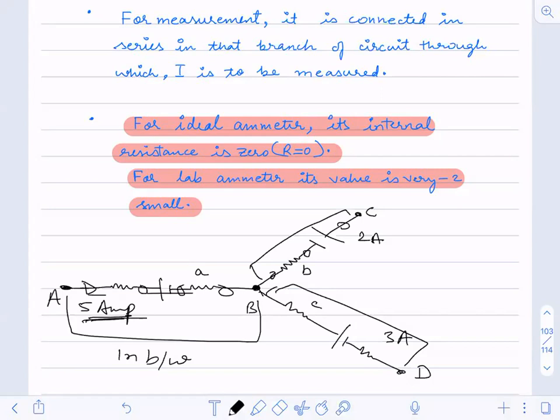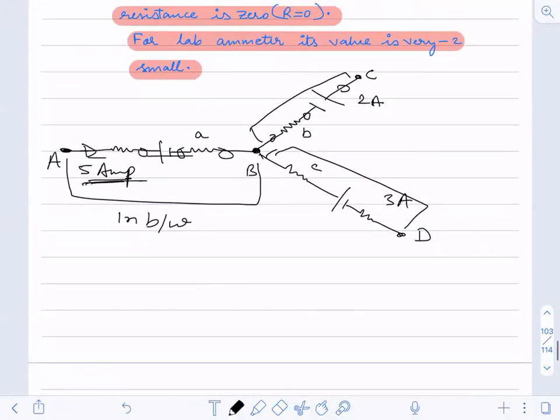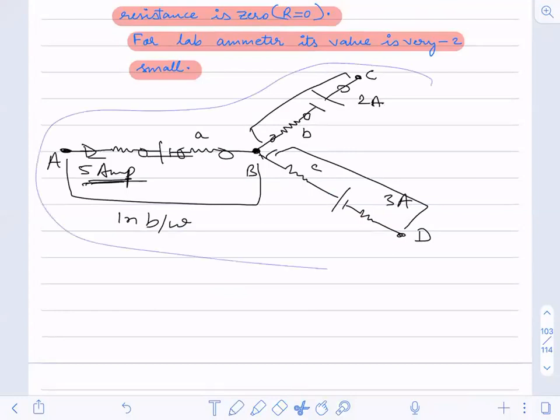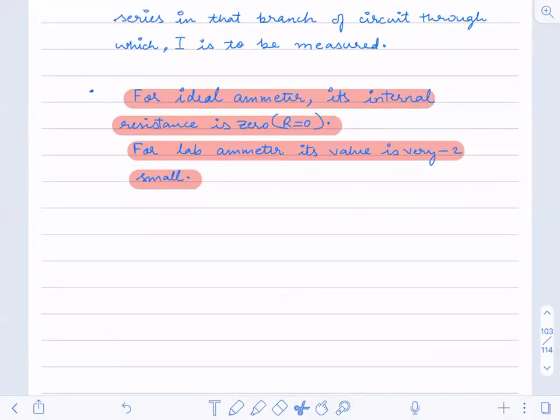Now, why am I saying that its internal resistance must be 0? Why am I saying like that? That its internal resistance must have a 0 value. Let us understand that thing first. Suppose I'm giving you a circuit.